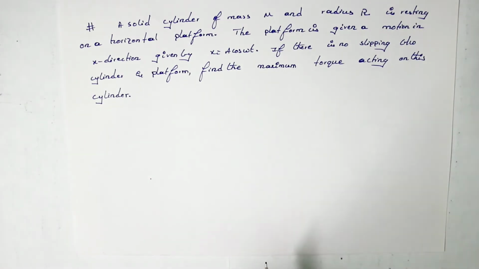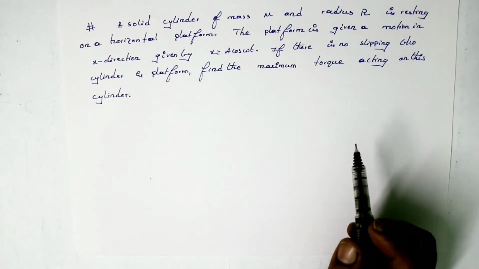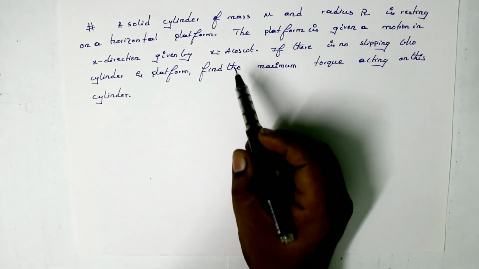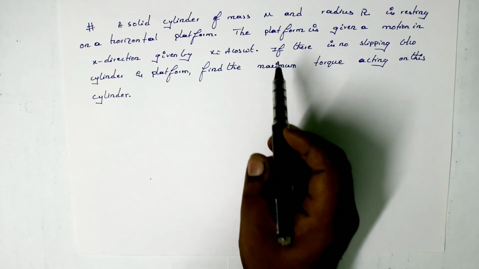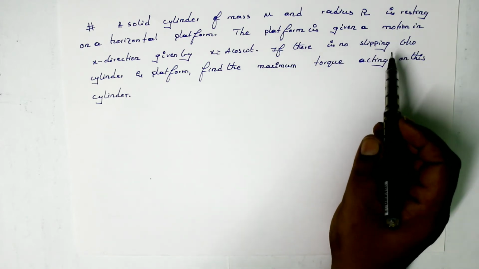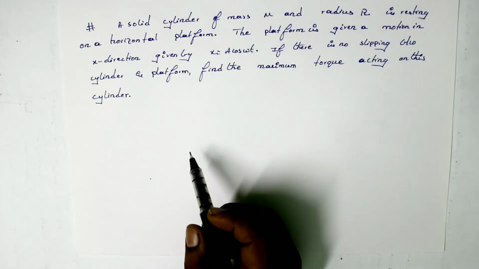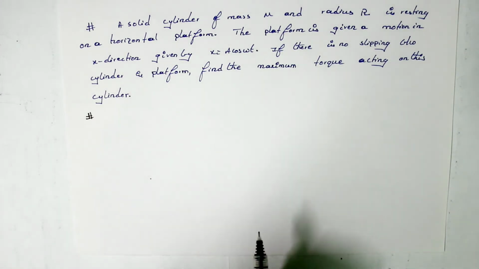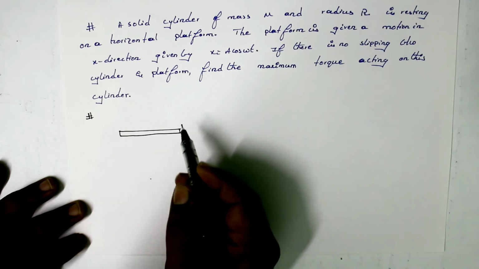Now let us see this question. A solid cylinder of mass m and radius r is resting on a horizontal platform. The platform is given a motion in the x direction according to x is equal to a cos omega t. If there is no slipping between the cylinder and the platform, find the maximum torque acting on this cylinder. Let us try to understand this diagrammatically. So this is the platform on which this cylinder is present.